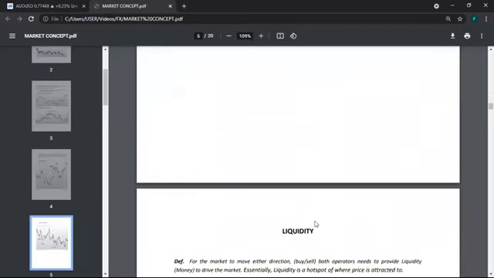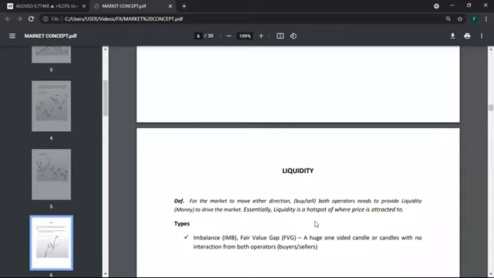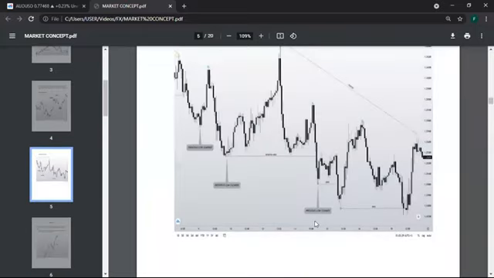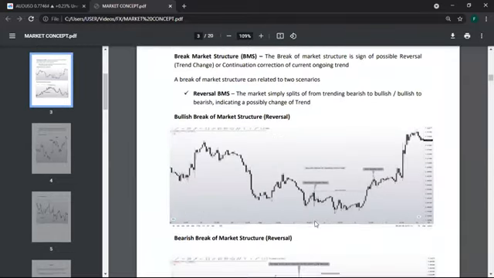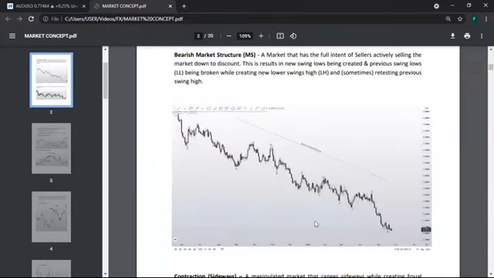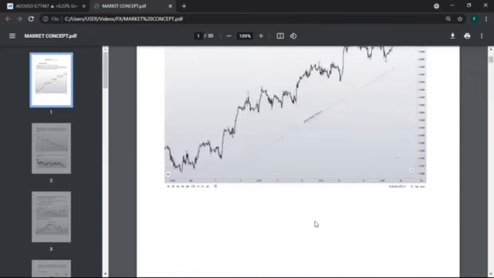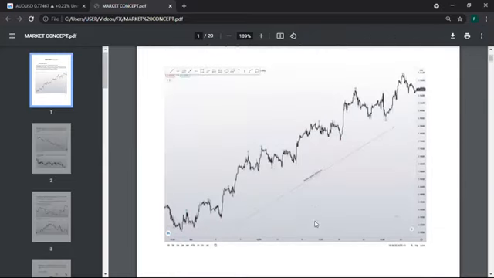Okay, so liquidity, great. Liquidity is going to be for the next video. Like I said, this PDF will be dropped in the link in the description below. So you might want to download it and get more acquainted with it before the next video.